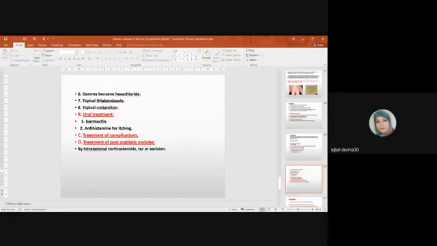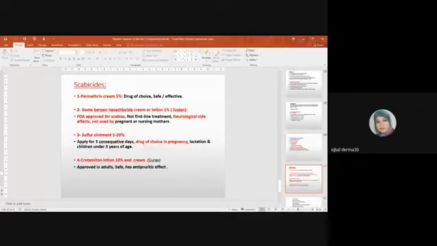Post-scabetic nodule treatment is either by intralesional corticosteroid or excision. A few points about the scabicidal agents.